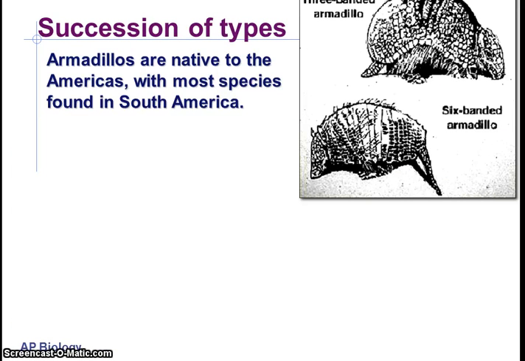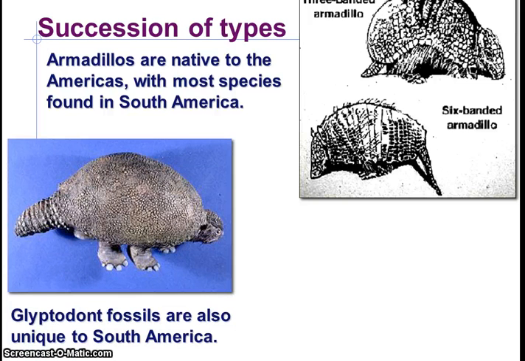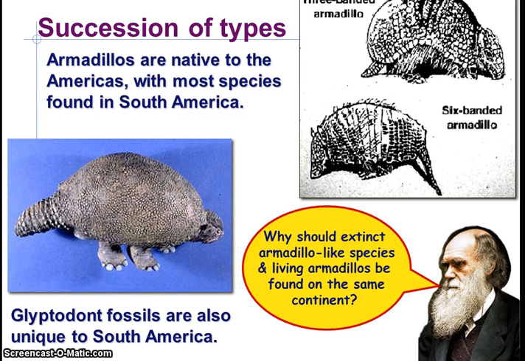And among many other things, Darwin was fascinated with these armadillos. They're native to the Americas, and most species are actually found in South America. He also found fossils. So he's trying to figure out why the extinct armadillo-like species were with the living ones, all on the same continent. Why would there be similar things? Why did they go extinct?